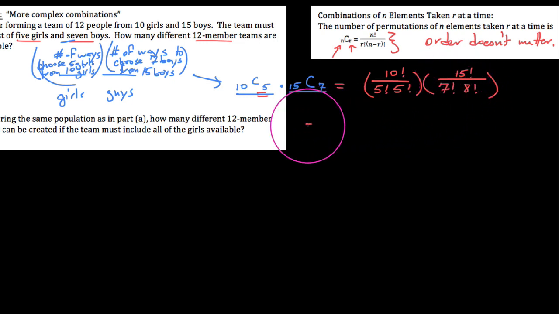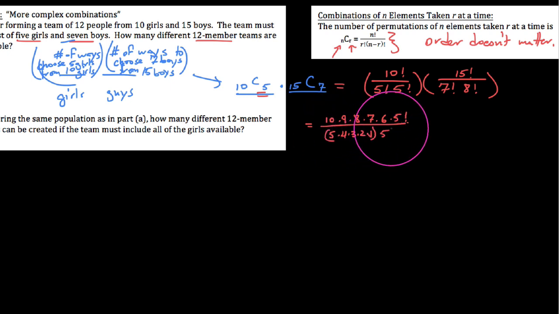So rewriting all of this, we say this is 10 times 9 times 8 times 7 times 6 times 5 factorial all over, and I'm going to write this 5 times 4 times 3 times 2 times 1 all times another 5 factorial, and I left that 5 factorial alone because I know that those are going to cancel out.